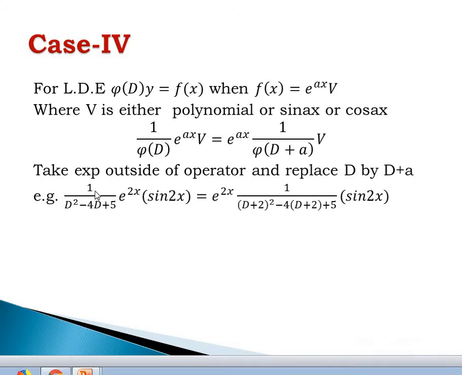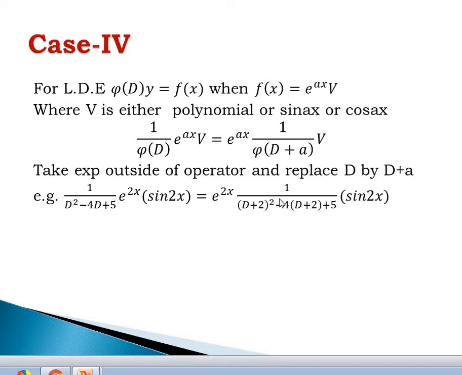For example, 1 upon D square minus 4D plus 5 into e raised to 2x into sine of 2x. Here it is e raised to ax into v, where v is a sine function, so we can use case 4. Take the exponential function e raised to 2x outside and replace D by D plus a. Here a is 2, so replace D by D plus 2.